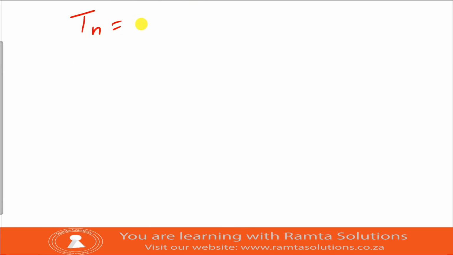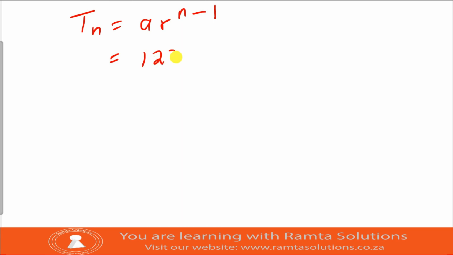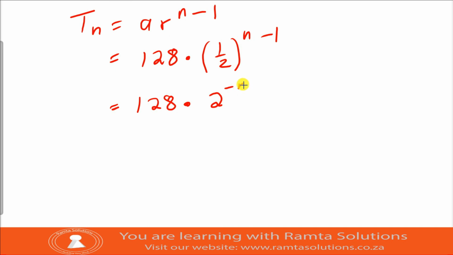Tn equals a r to the n minus 1. What is a? A was 128. What is r? R is half, to the n minus 1. You can leave it here, it's okay. Otherwise, you can further say this is 128 times 2 to the minus n plus 1.